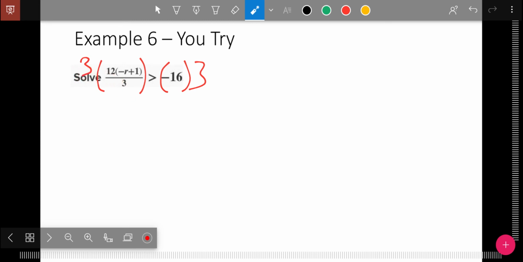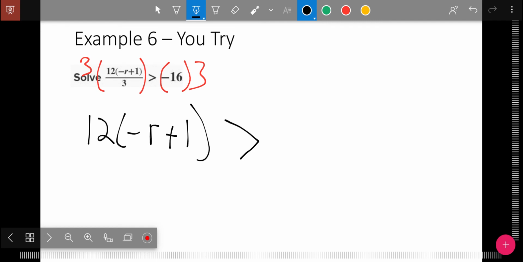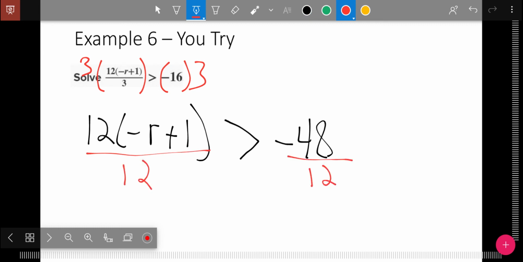And so those cancel out. So on the one side, I'm left with just 12 and then negative r plus 1. On the other side here, I get negative 16 times 3 is negative 48. Now I'm going to divide by 12. Divide by 12. All right. I get negative r plus 1 is greater than negative 4. I minus 1 to both sides.